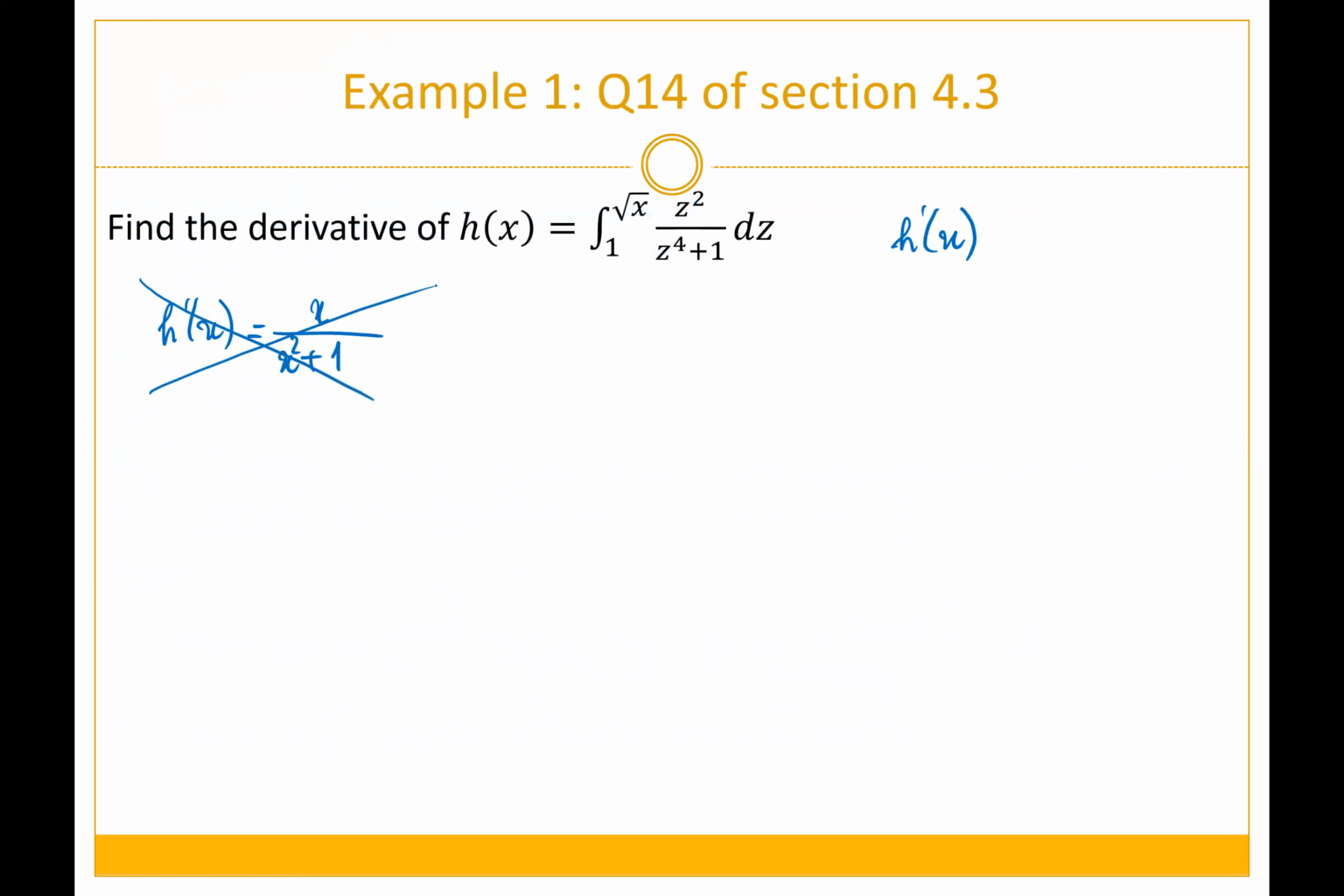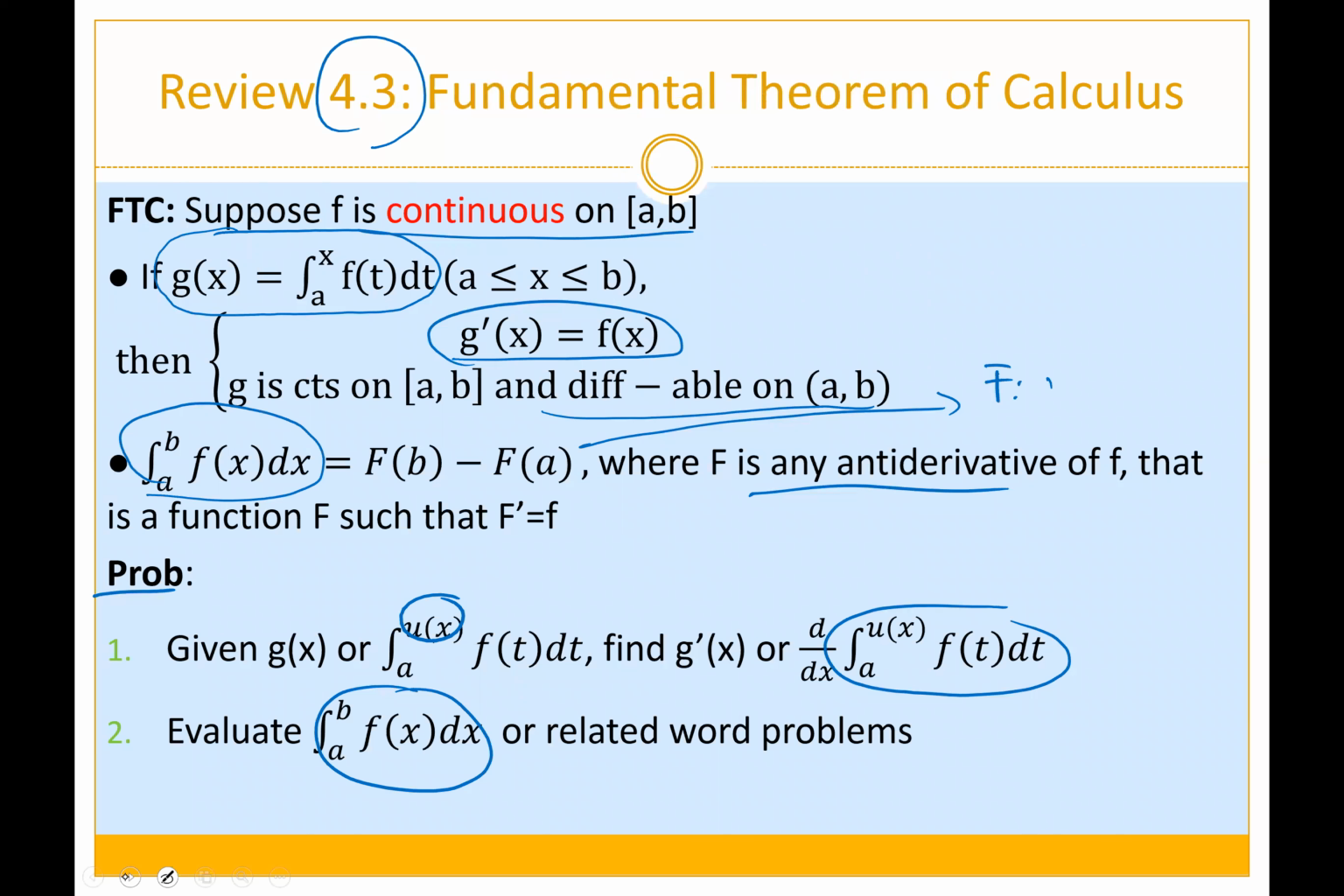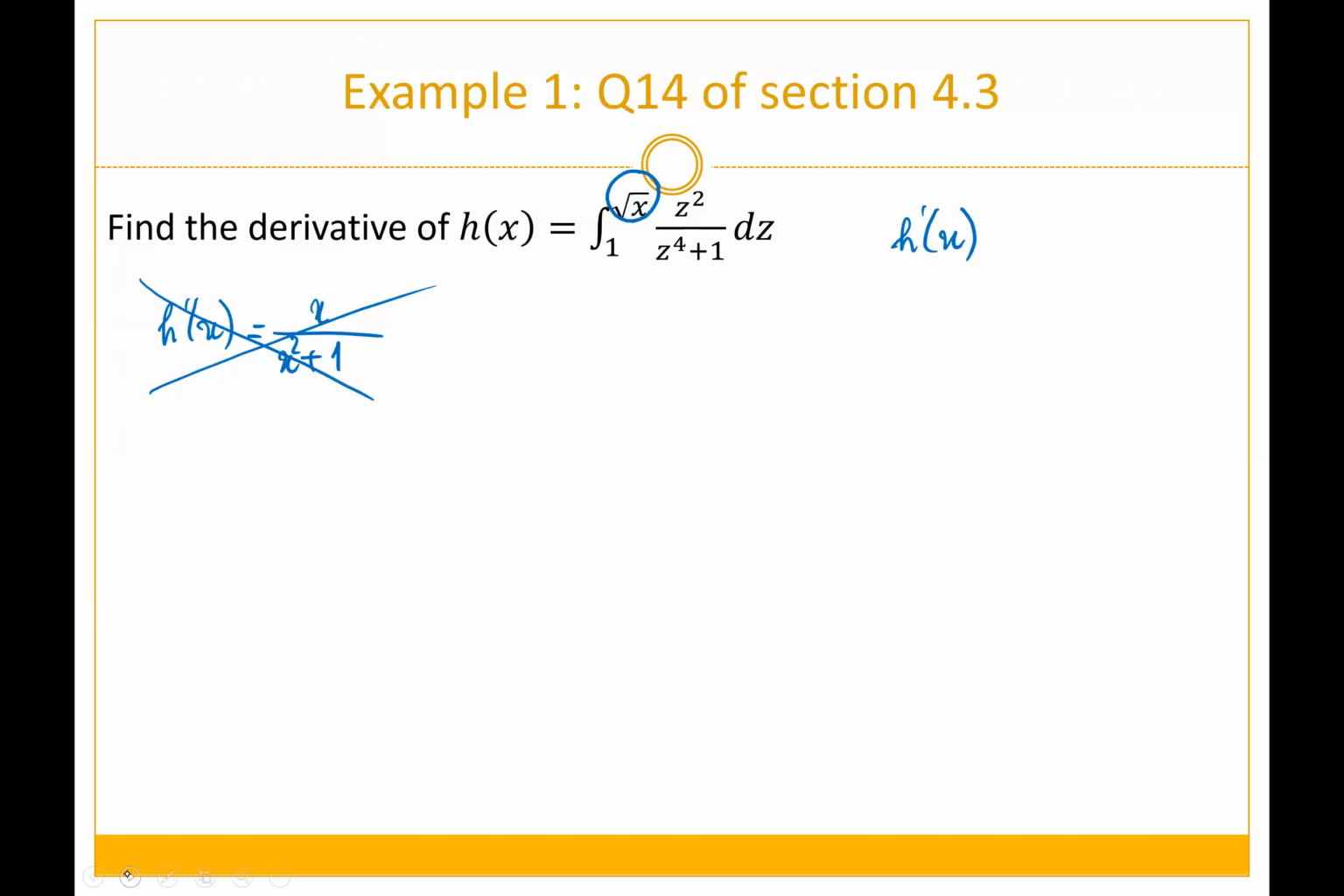But that's not right, because the boundary here is not x. If it's x, you can immediately just substitute it in, and it's going to give you whatever the answer is. But in this case, this is not x. So we have to do that extra step based on the fundamental theorem of calculus, that we have to find d/dx of the integral from 1 to square root of x of z squared over z to the fourth plus 1 dz.